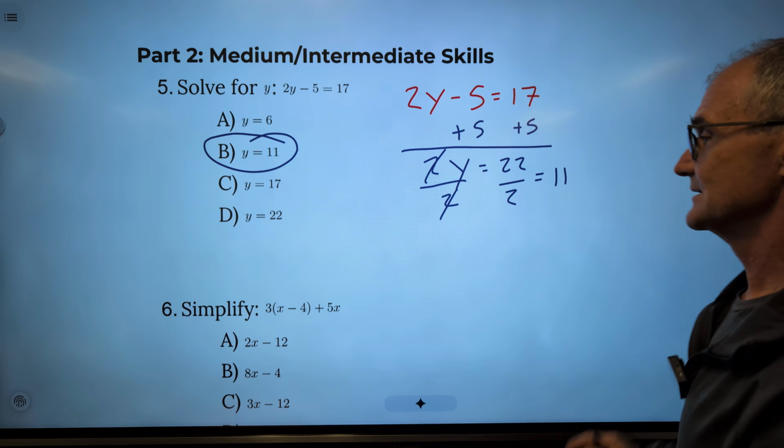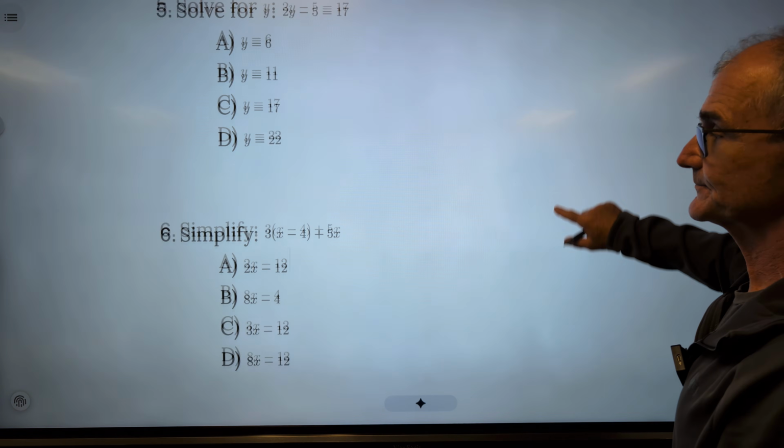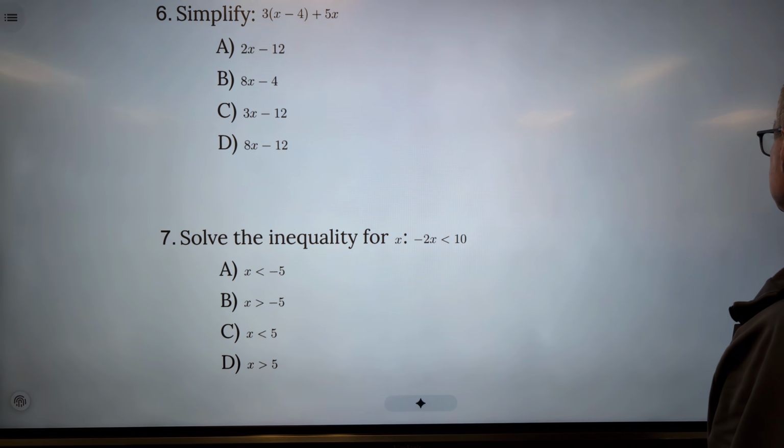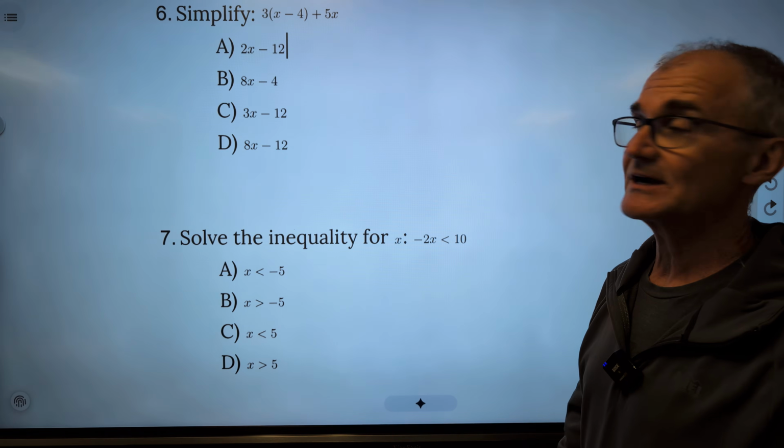You can see from those easier problems, you're just putting in an extra little step to get to the medium style algebra problem. Number 6 and 7. Go ahead and give these two a try.